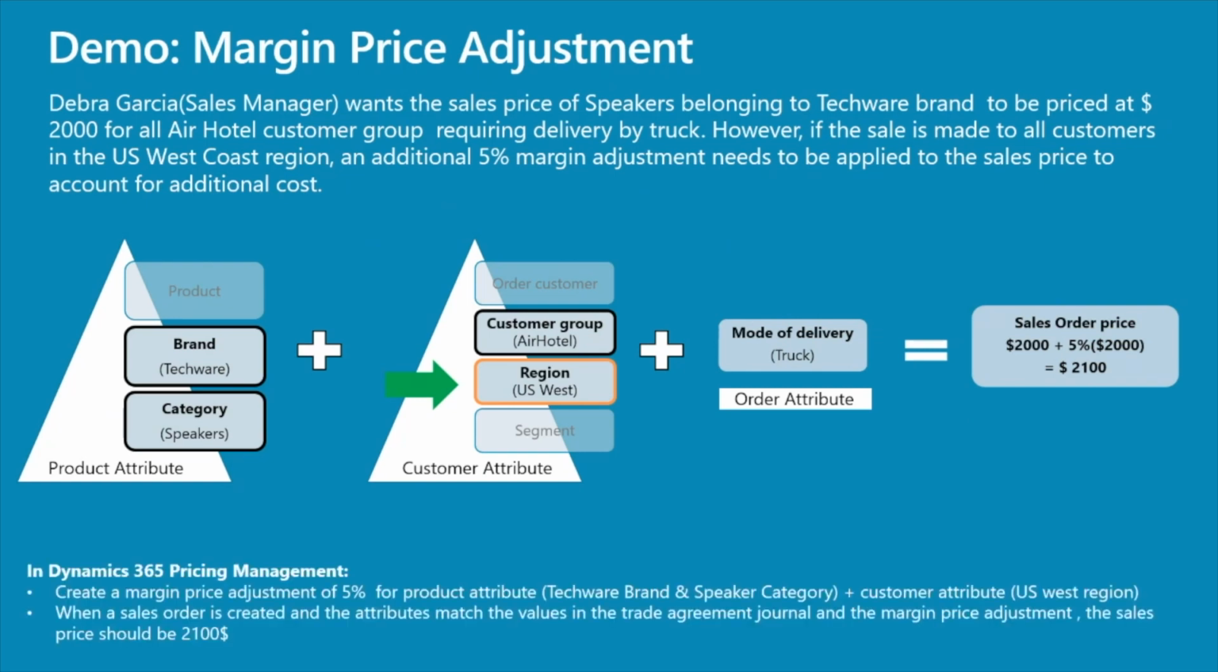So what will we be doing in Dynamics 365 pricing management? First, we're going to create a margin price adjustment of 5% for product attribute, techwear brand, and speaker category. Then customer attribute, US West Coast region, so that this is effective during sales order creation. Then when we create a sales order and the attributes match the value in the trade agreement journal that we previously posted and the margin price adjustment that we have just enabled, then the sales price should be $2,100.